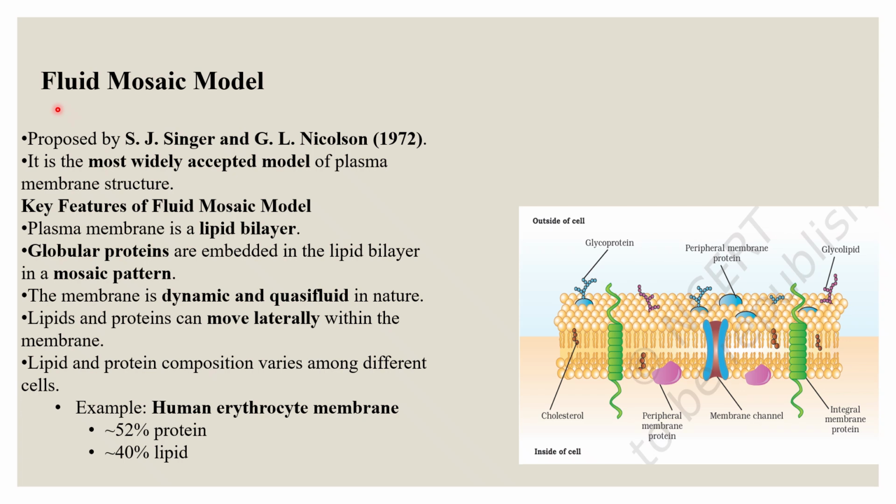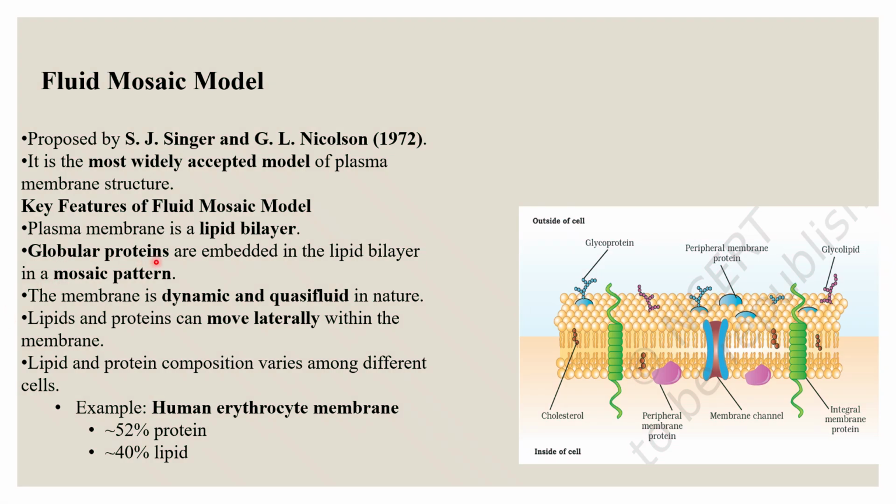The most reliable and accepted model was given by Singer and Nicolson in 1972, which is called the fluid mosaic model. It is the most widely accepted model of the plasma membrane structure. Its key features include that the plasma membrane is a lipid bilayer. One layer of lipid is this one and the other one is this one.